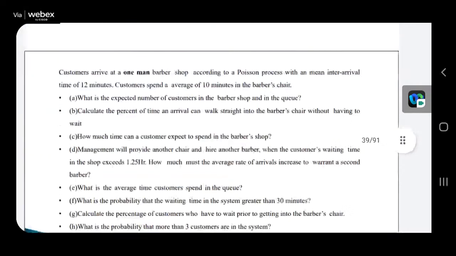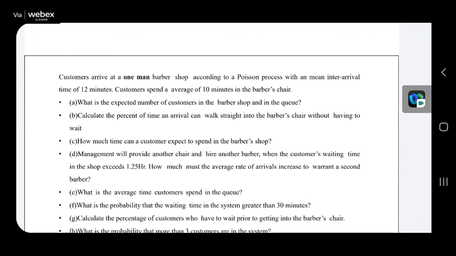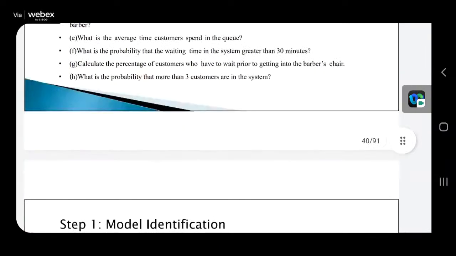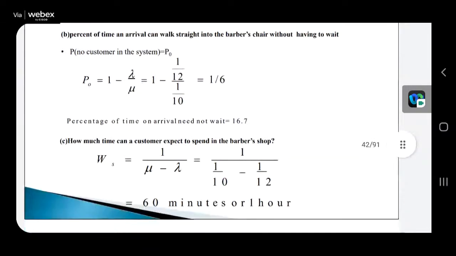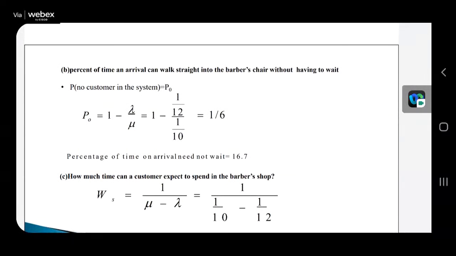Okay. Next one: calculate the percentage of time an arrival can walk straight into the barber chair without having to wait. If a person has to enter straight, it means nobody is there. You are the only person who has gone, and nobody else is there. Then only you will go and sit straight away in the barber chair without waiting. That means there are no customers in the system. So for this we need P naught, the probability of no customers in the system.